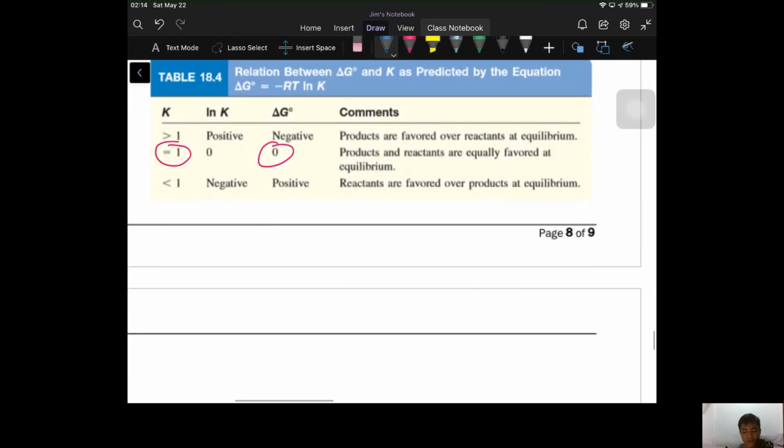Bakit naging ganun? Remember, delta G equals negative RT ln K. Remember, if you have ln of 1, ibig sabihin nun, 0 yan. 0 times this is 0. Okay? So, ibig sabihin, if you have a delta G equal to 0, then your K is exactly 1.